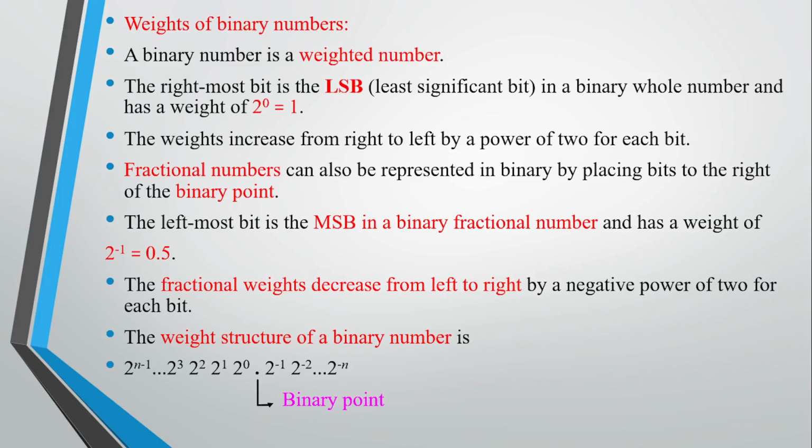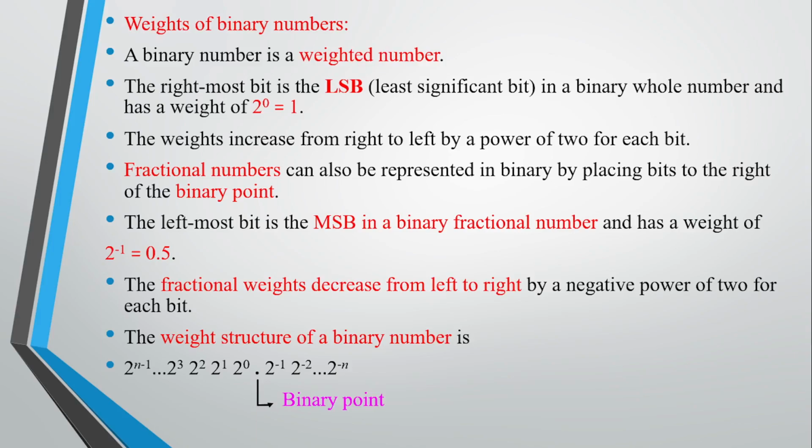What about fractional numbers? Again, fractional numbers will be represented in binary by placing bits towards the right hand side of the point that is known as the binary point. So here it is the binary point. In the decimal number system we have seen a decimal point, here it is a binary point. Okay, so after the binary point we have 2 to the power minus 1, that is 1 by 2 equal to 0.5, and then 2 to the power minus 2, 2 to the power minus 3, and so on. So after the binary point the powers are negative powers and decreasing towards the right side.